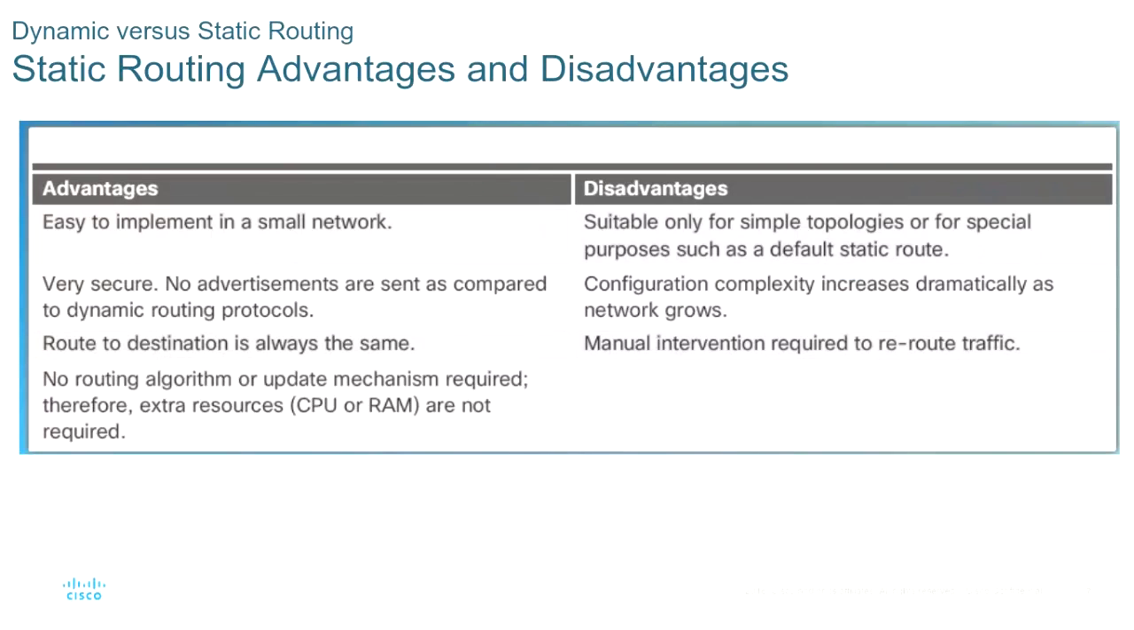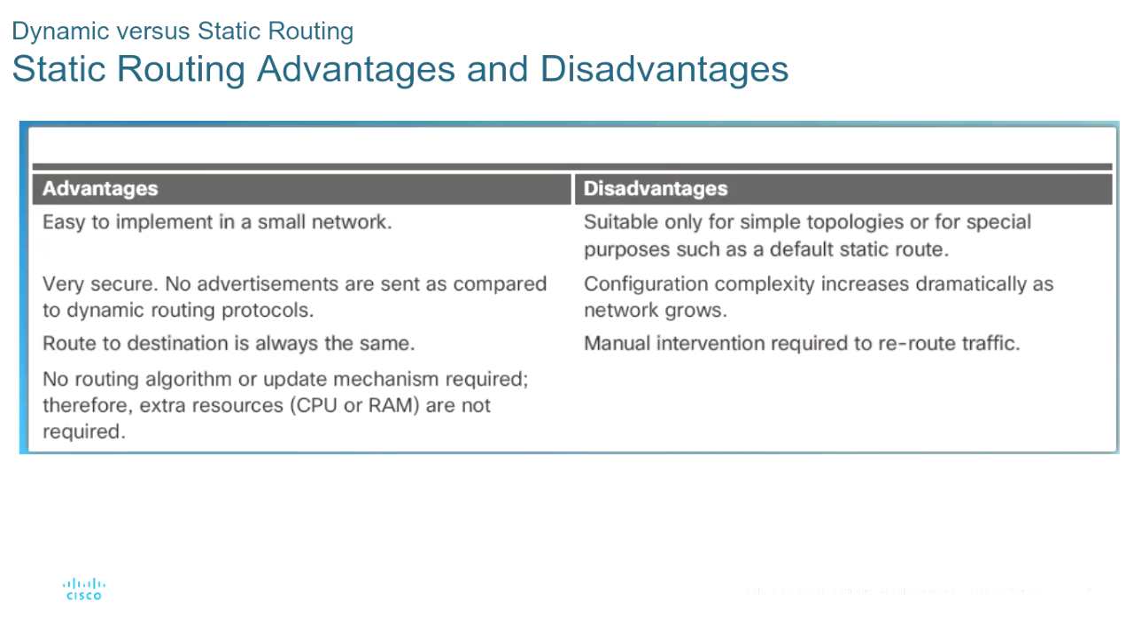So static routing here, the advantages: very easy to implement in a small network. If you're not going to make any changes, you'll never have to update it. It's very secure. If you work for the National Security Agency or the CIA or something like that, you don't want to give away the farm. All your routing advertisements in a dynamic routing protocol give away a lot of information, kind of like Cisco Discovery Protocol gives it away.